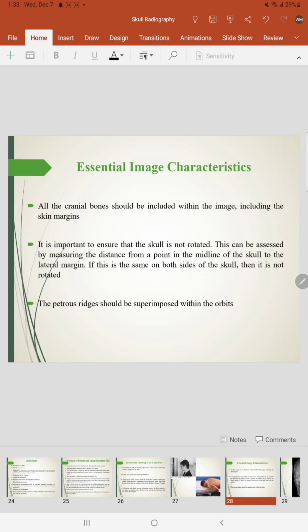Then essential image characteristics. All the cranial bones should be included within the image, including the skin margins. It is important to ensure that the skull is not rotated. This can be assessed by measuring the distance from a point in the midline of the skull to the lateral margin. If this is the same on both sides of the skull, then it is not rotated. The petrous ridges should be superimposed within the orbits.